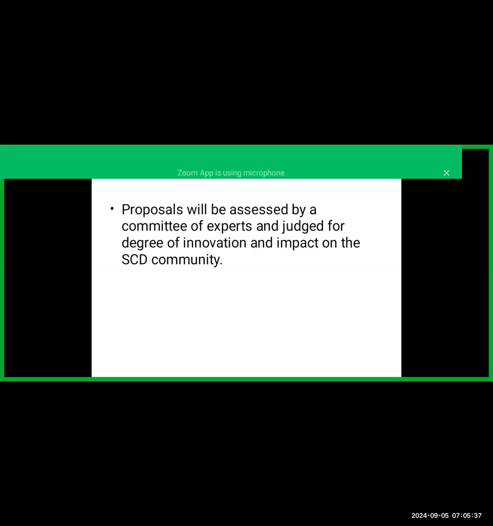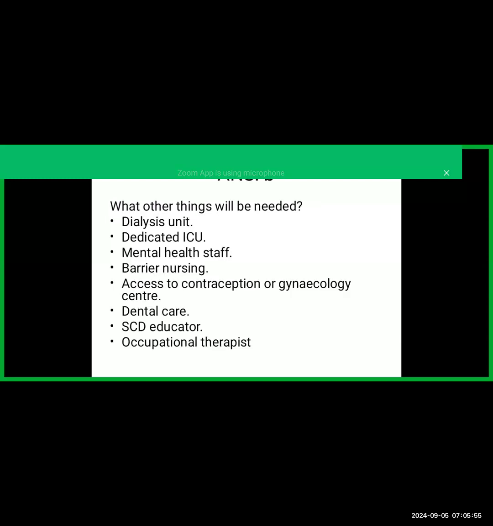Then the feedback from the authority. The proposal will be assessed by some committee of experts and judged for the degree of innovation and impact on the sickle cell community. So feedback will be part of the proposal. The second question, what are the other things needed? The other things needed to establish this sickle cell center include a dialysis unit, a dedicated ICU for only sickle cell patients, mental health staff, bereavement nursing, access to contraceptives and gynecological care, dental care, sickle cell educator, and occupational therapist.